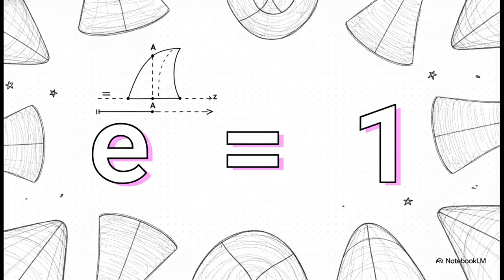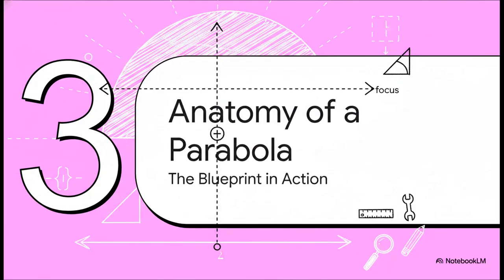Exactly. For every single parabola that has ever existed or ever will, the eccentricity is exactly 1. It's its unique fingerprint. No other shape has it. All right, that's enough theory. Let's see how this all works in practice.